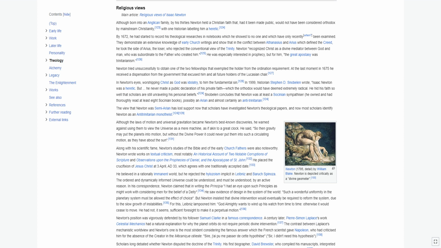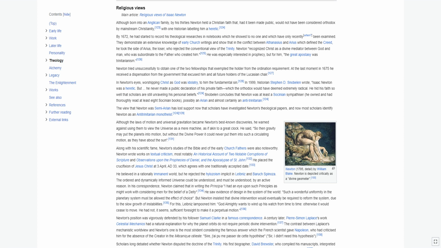Snobelen concludes that Newton was at least a Socinian sympathizer, he owned, and had thoroughly read, at least 8 Socinian books, possibly an Arian, and almost certainly an anti-Trinitarian. The view that Newton was semi-Arian has lost support now that scholars have investigated Newton's theological papers, and now most scholars identify Newton as an anti-Trinitarian monotheist.